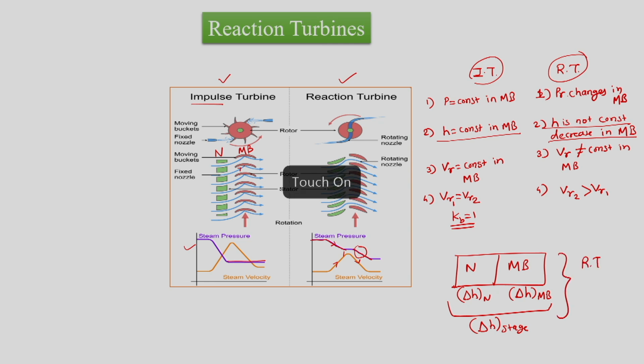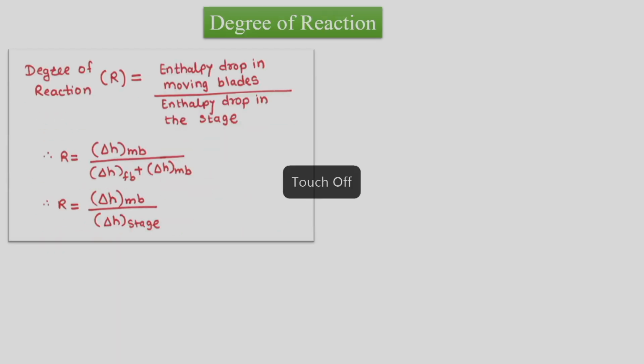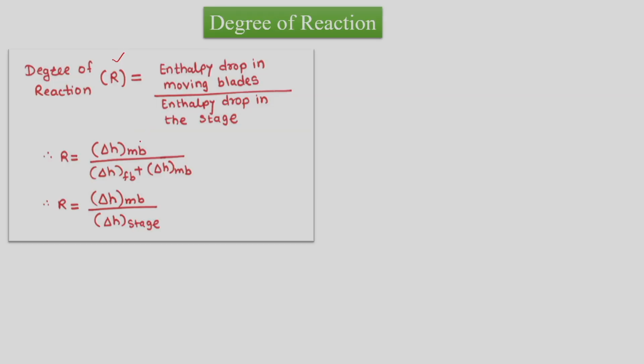In view of this, there is a relation which defines the degree of reaction. The degree of reaction R is defined as the enthalpy drop in the moving blades divided by the enthalpy drop in a stage. So there is a total absolute enthalpy drop in a stage, and the percent of it that has dropped in the moving blades is the degree of reaction. So the degree of reaction will be delta H in moving blades divided by delta H in fixed blades plus delta H in moving blades, or delta H in moving blades divided by delta H in stage.